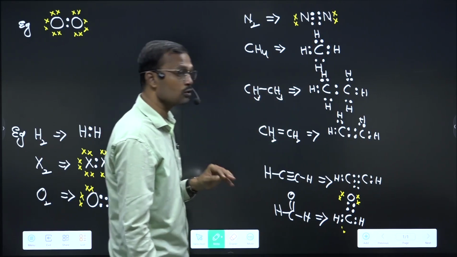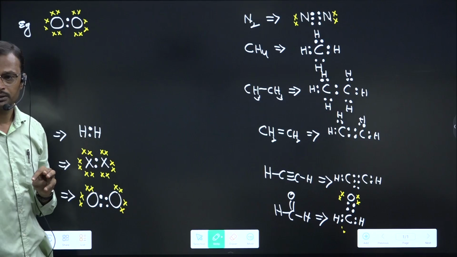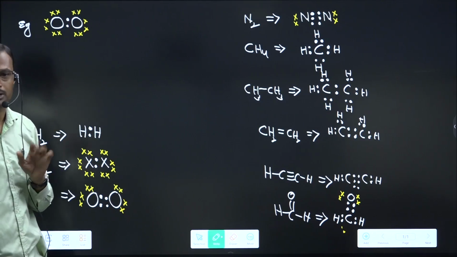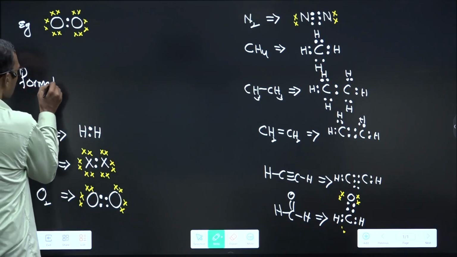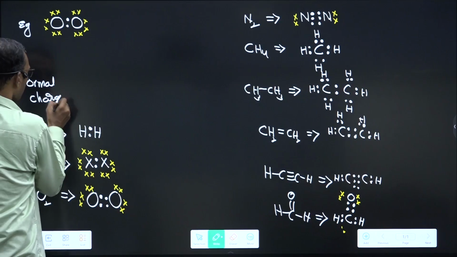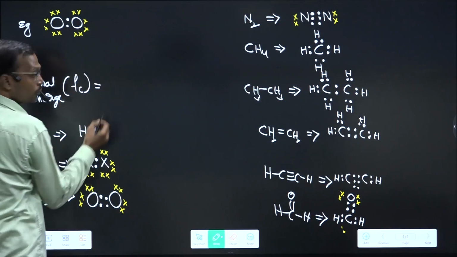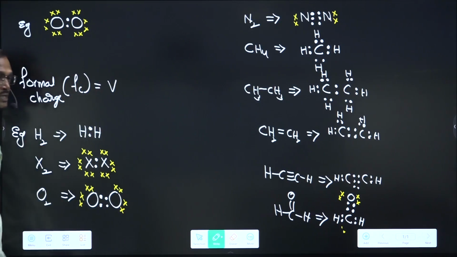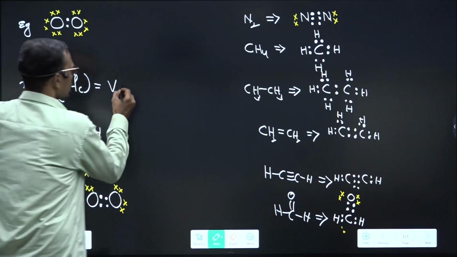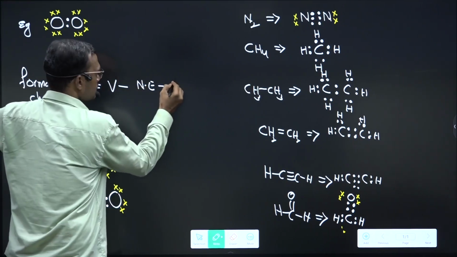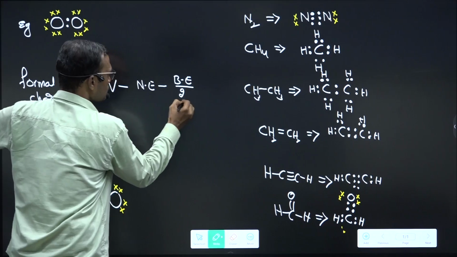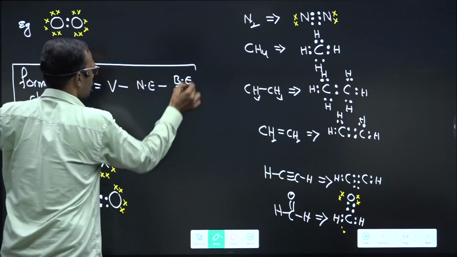So just calculate. I will give one formula, formal charge. You know formal charge? Lewis dot structure means you need to learn about formal charge. Just listen. So here I am using formal charge. Formal charge, represented by Fc, is equal to the valency of the corresponding atom or group number of the atom, first valency, next number of non-bonding electrons minus bonding electrons by 2. This is the formula to calculate formal charge.